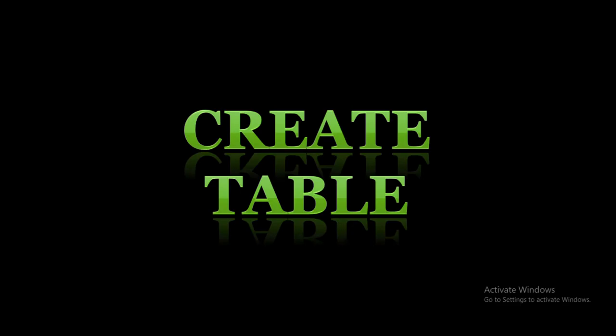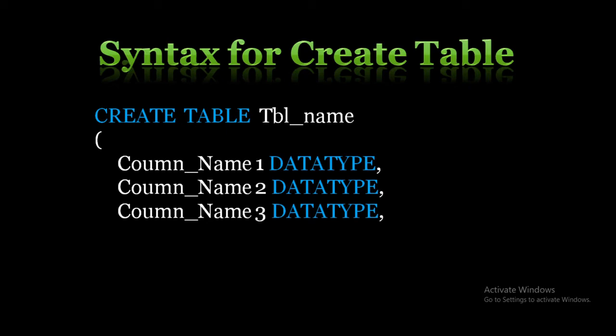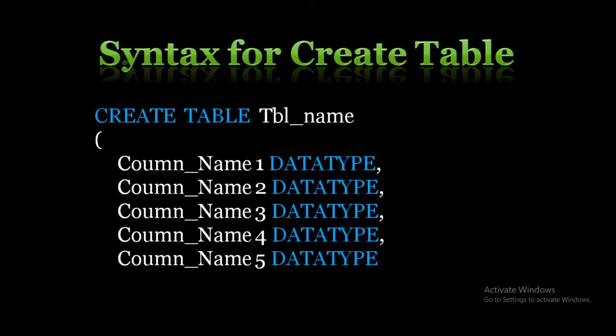Let's see how to create a table. To create a table, we have a syntax in SQL Server, and the syntax is create table, after that the table name, open rounded bracket, the column name and its data type, second column name, its data type. Like this, we have to mention all column names and their data types. After that, we have to close the rounded bracket. This is the standard syntax for SQL Server to create a table.